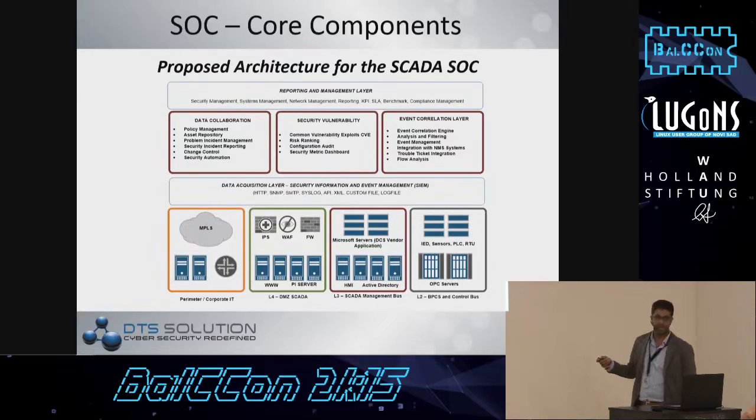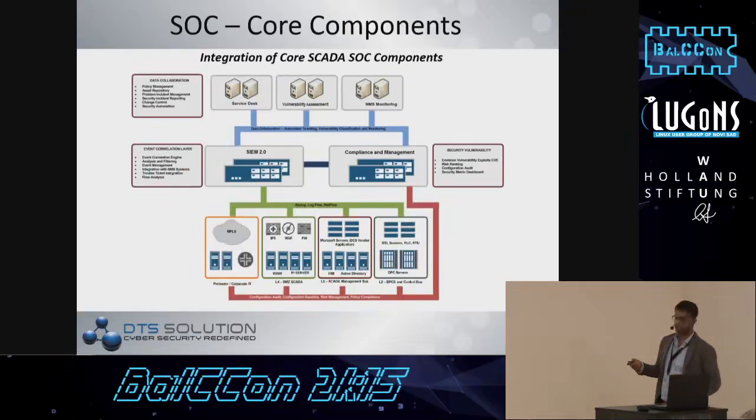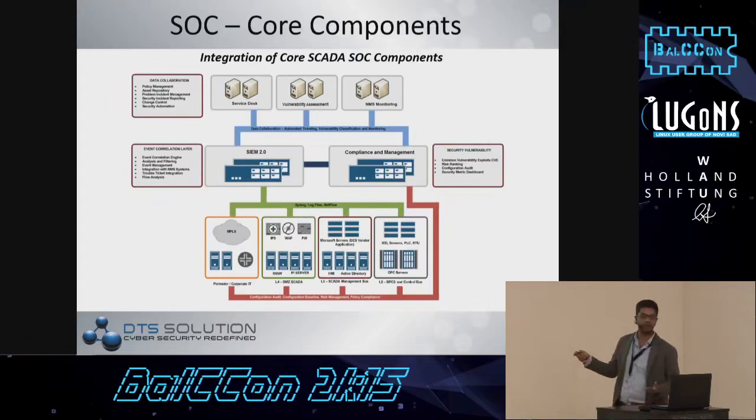Above that is your data acquisition layer, which is basically collecting the logs from the different devices and collecting all your logs in a large data warehouse. Above the data layer, you have the data collaboration, security vulnerabilities, and event correlation itself. So typically, you have all the different levels which are sending all your logs to a SIM 2.0. Now, how many of you have heard of SIM?